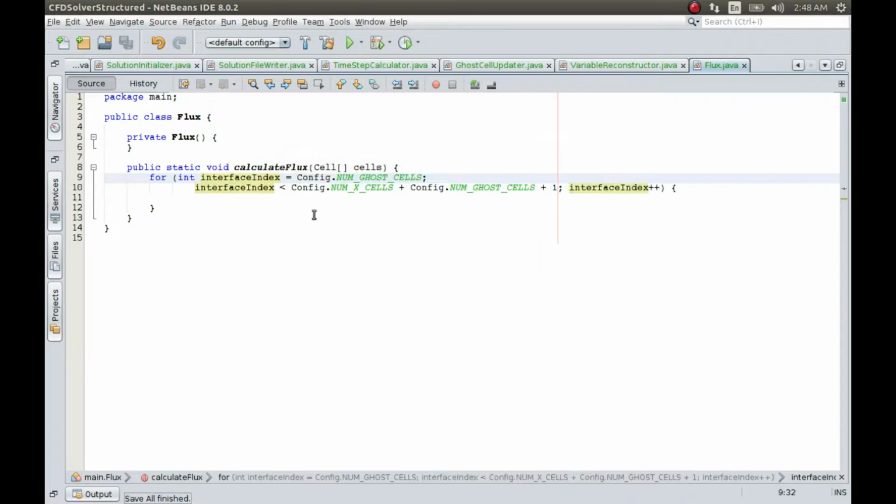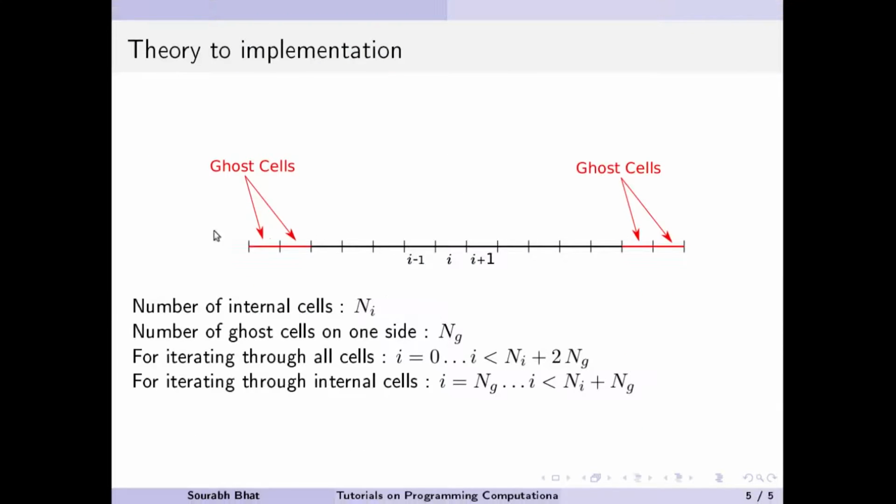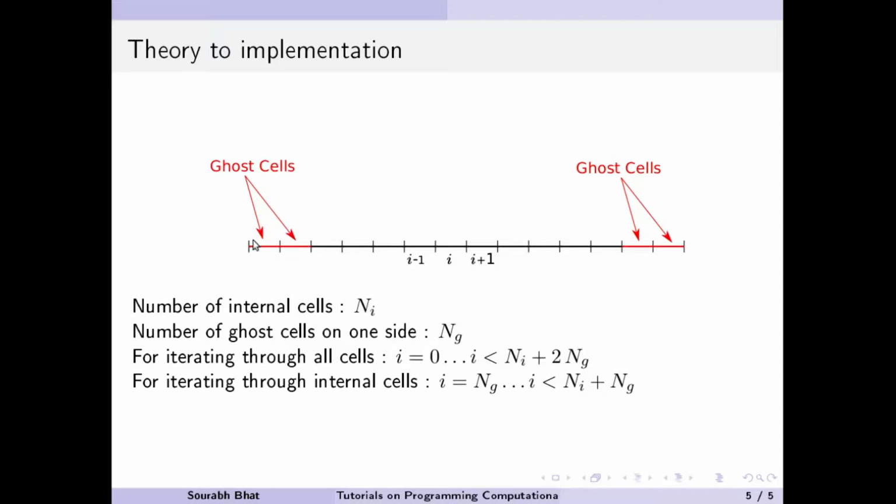So for interface index, I'm going from number of ghost cells to this. So we are going from this interface up to this interface. We actually did not even talk about these indices, so let us quickly talk about it. This is 0, this is 1, this is 2, and so on. So we'll start with 2. What is 2? 2 is the number of ghost cells.